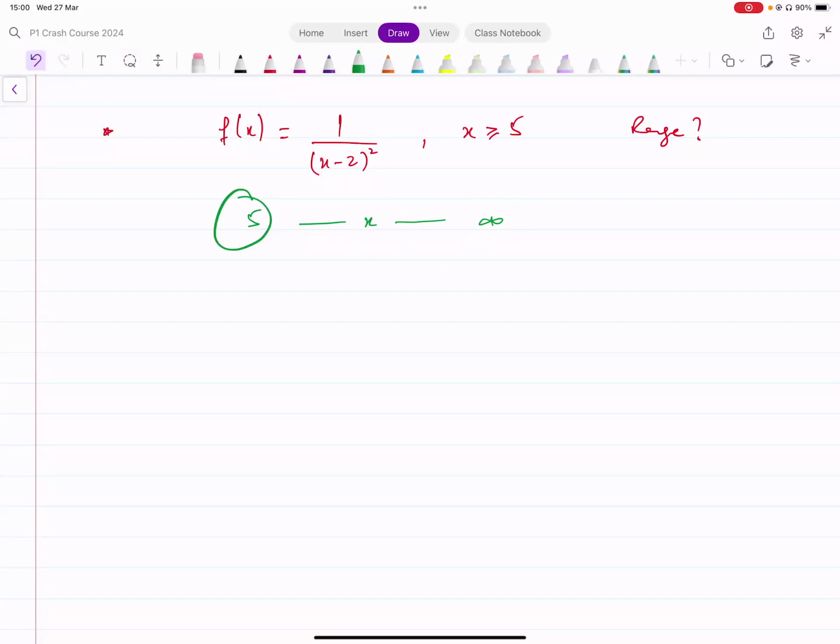Can we input 5 in the function? Yes, we can do that. We don't have a problem here. In this case, inputting 5 does give a result. So 1 over (5 minus 2) whole squared. What does that give us? That gives us 1 over 9.